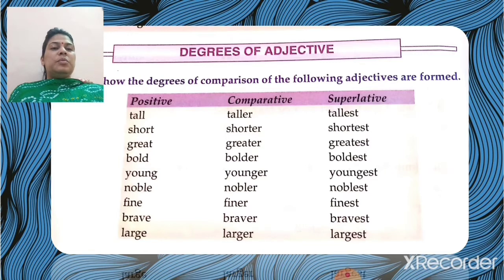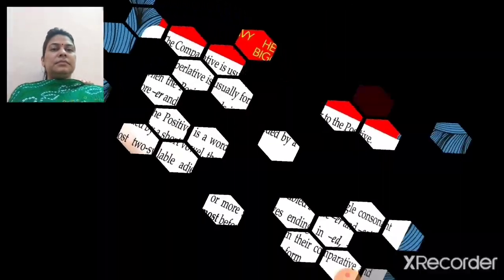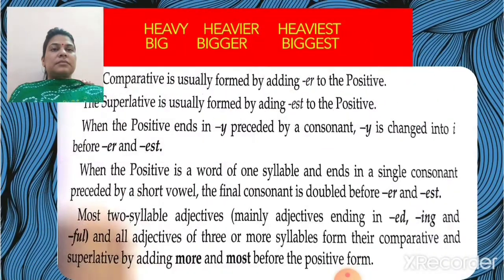Noble, nobler, noblest. This is the noblest profession. So, the profession of a doctor is the noblest profession. Fine, finer, finest. Brave, braver, bravest. Large, larger, largest. There are some other examples also given in your book.